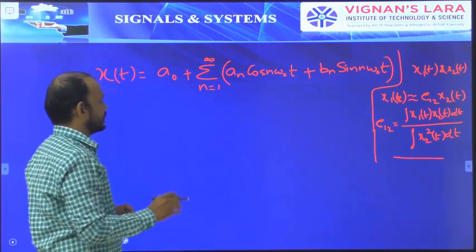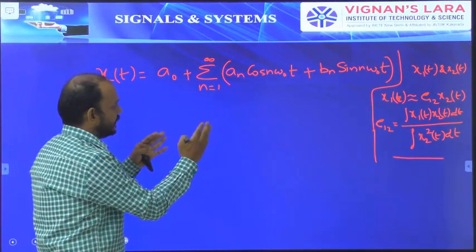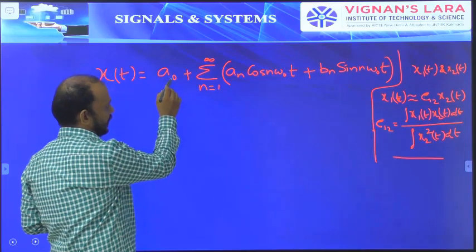So see how. First, in this, I am separating this. If I separate this first one, I will get a0 as a separate one.